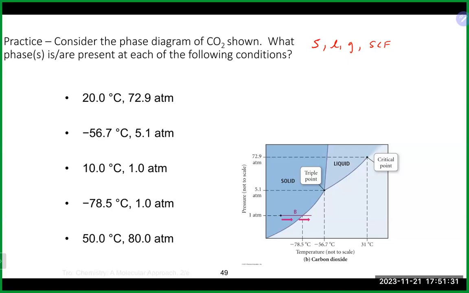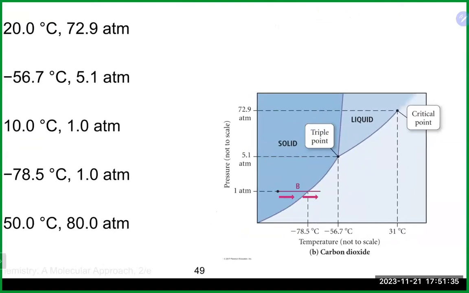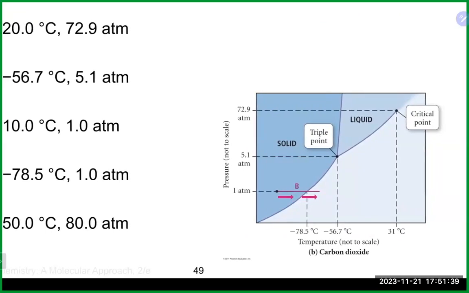Okay, so let's take a look at the first one here. We're at 20 degrees, make it a little bigger maybe here. We're at 20 degrees and 72.9. So 72.9 is here. 20 degrees would be somewhere in this ballpark, I would assume. And that means that we should be in the liquid phase at this point.